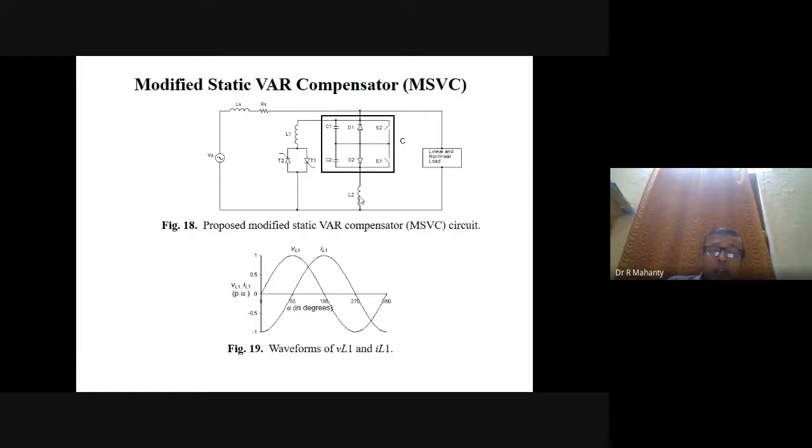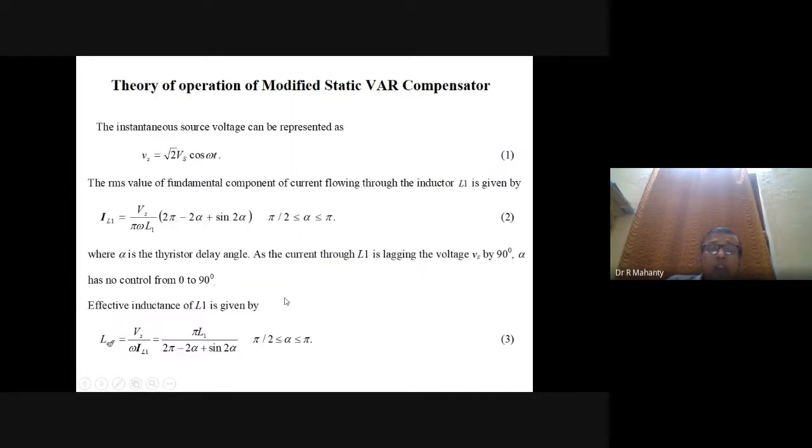Okay, again in this case also IL1 is lagging the voltage by 90°. So you have a control from 90° to 180° only. Now the instantaneous source voltage can be represented as vs is equal to root 2 Vs cos omega t. The RMS value of fundamental component of current flowing through the inductor L1 is given by this equation. This is a very standard equation, where alpha is the thyristor delay angle.